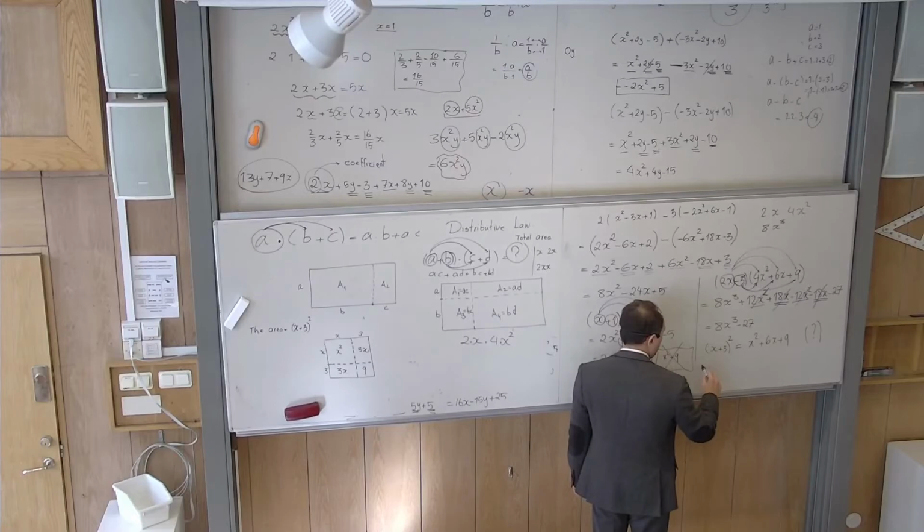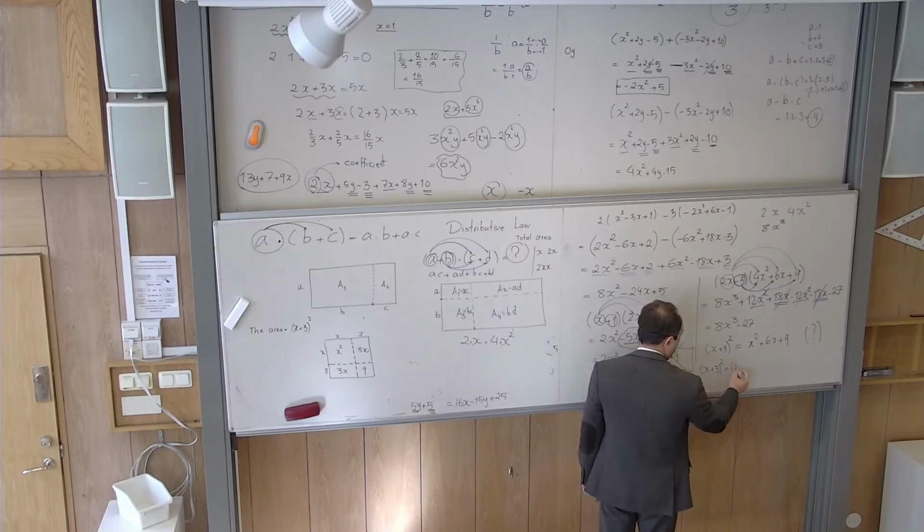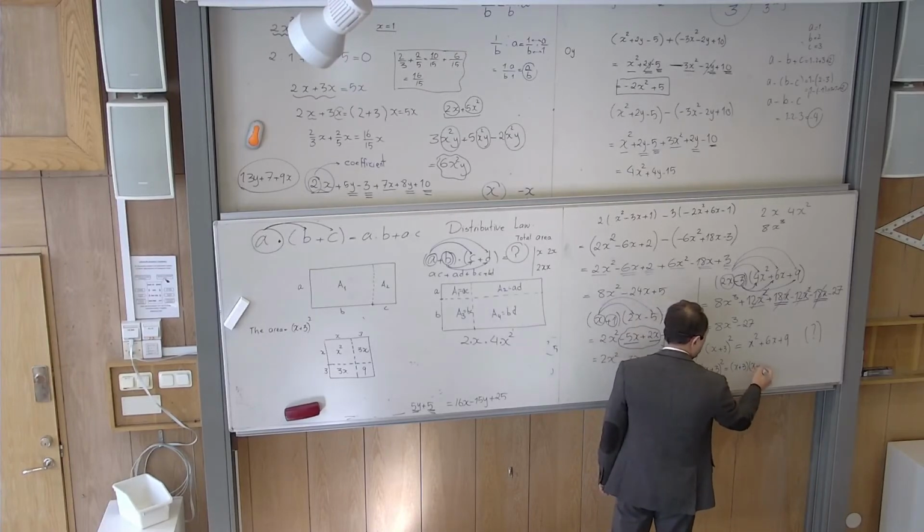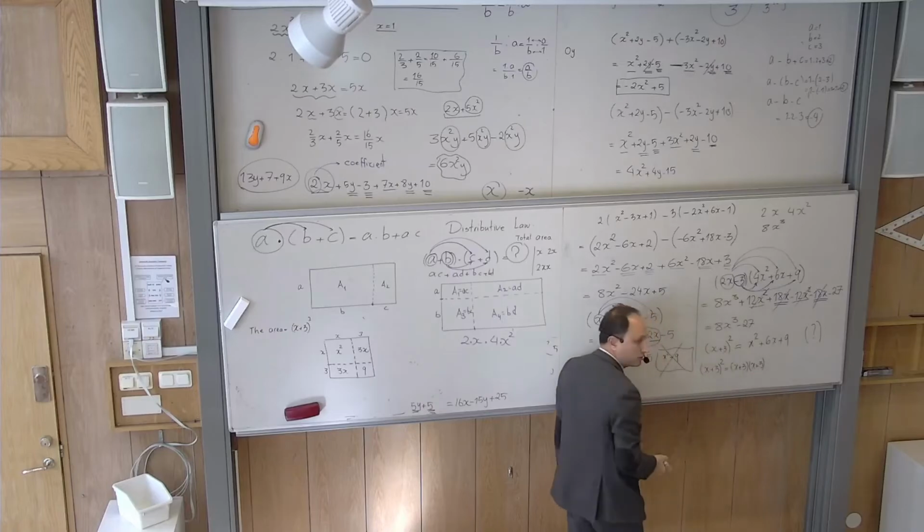For the algebra, how should I do that? First of all, I have to interpret power of 2. What's the meaning of power of 2? It means take the expression and multiply it by itself. That is the meaning of power 2.